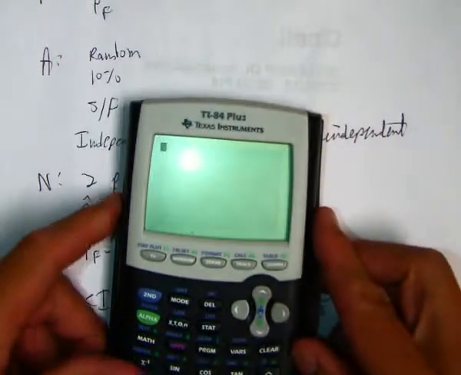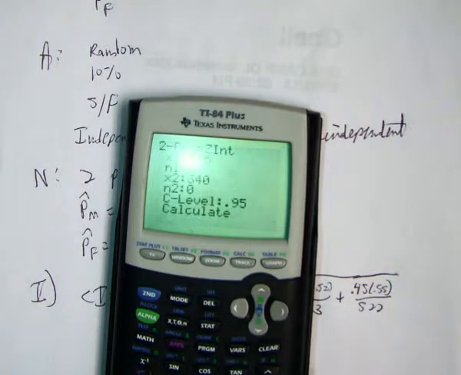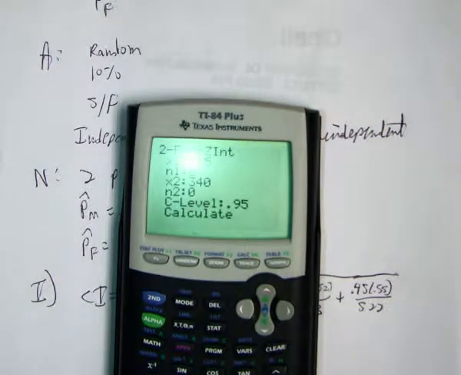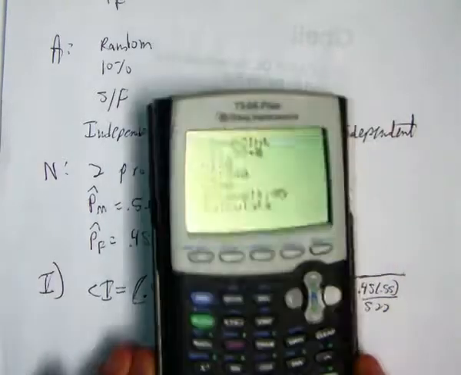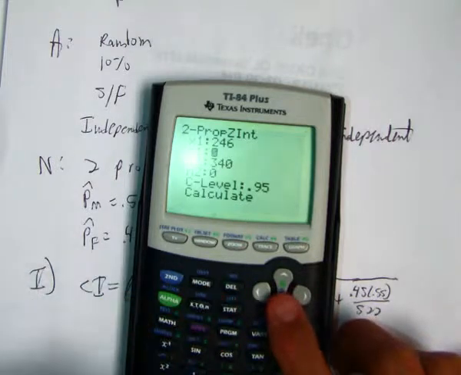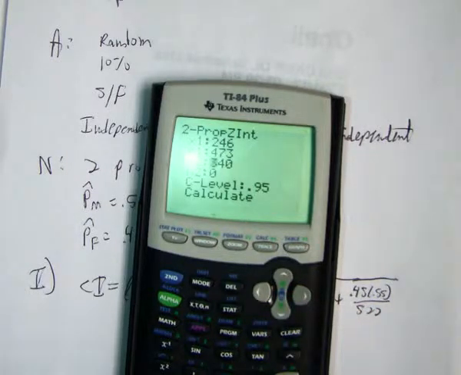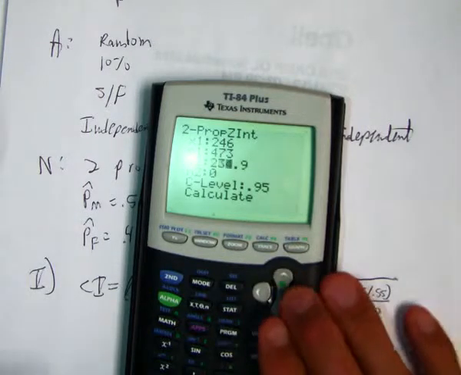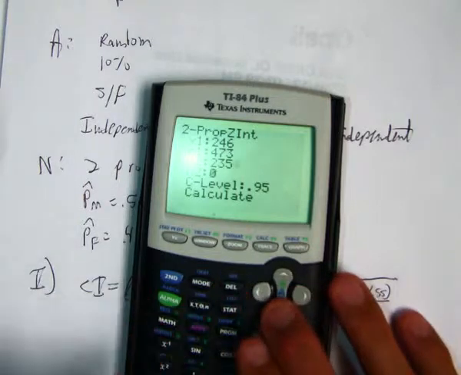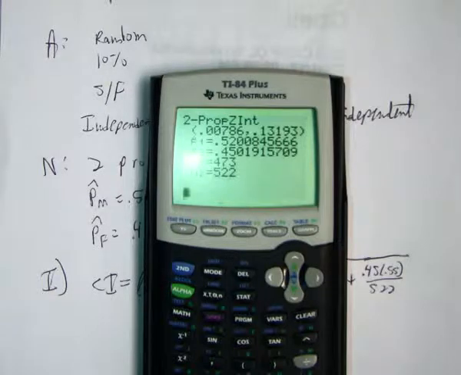So let's check this out. Stat, Tests, 2-PropZInt. X1, the number of successes, is 0.52 times 473, and that comes out to 246, out of 473. And for the females, it's 0.45 times 522, or 235, out of 522. We're going to do a 95% confidence interval. And we get, look at this, 0.008 to 0.13.